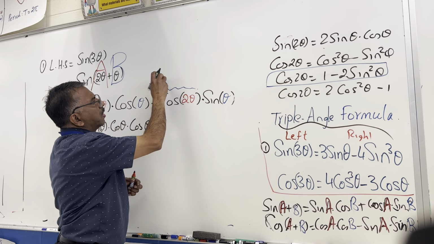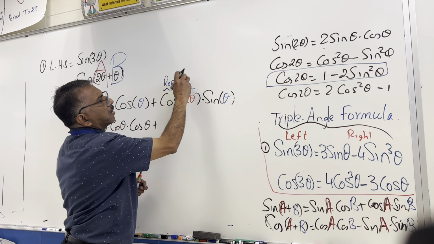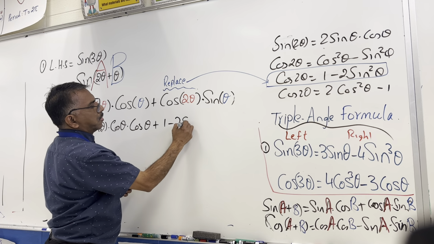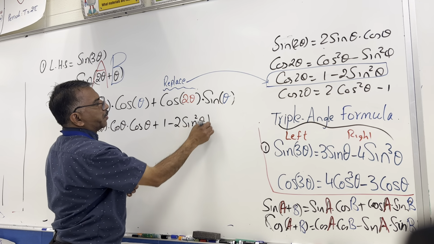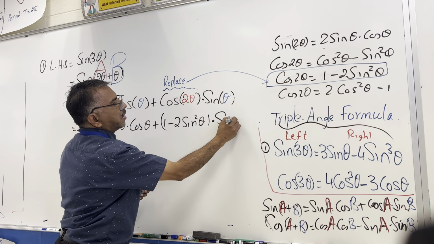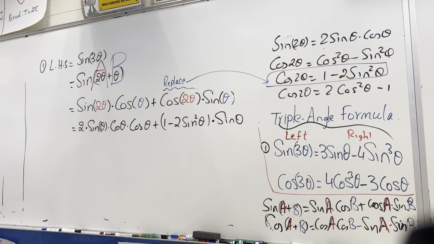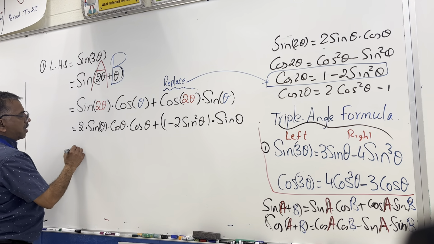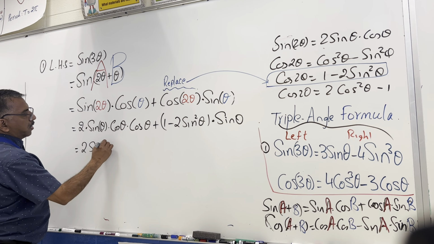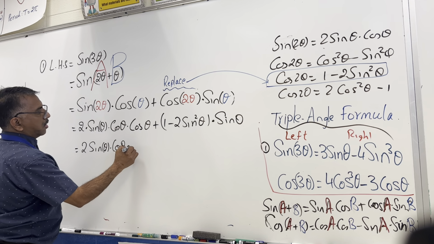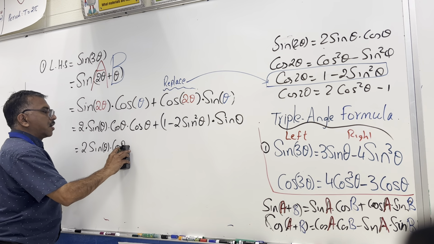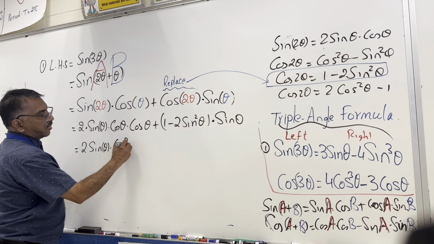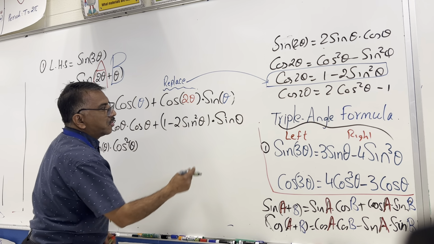So I will replace this one. That is 1 minus 2 sine squared theta, and the outside is sine theta. Okay, so what else can we do? This cosine and this cosine will be cosine squared. So this is 2 sine theta cosine theta, but because there are 2 of them, you write cosine only once, and then you put a squared and use the distribution.